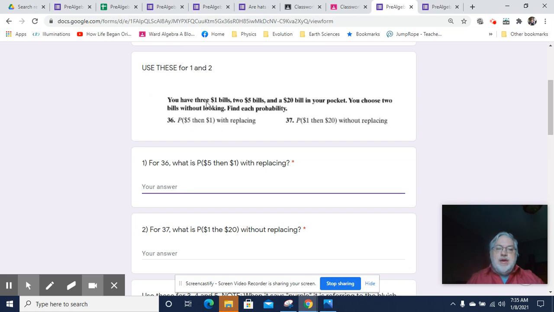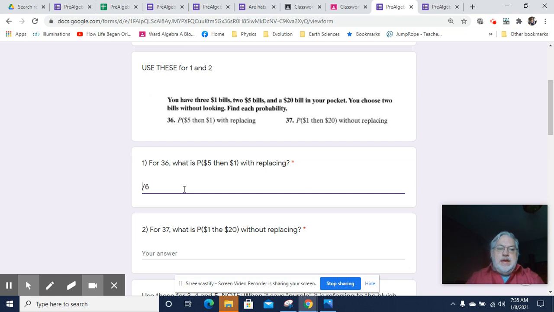So first thing we need to do is figure out how many possible outcomes there are. This is called the sample space. So there are 3 plus 2 plus 1 bills in your pocket. So the denominator is 3 plus 2 plus 1, which boils down to 6. So there's 6 possible outcomes in your pocket there.